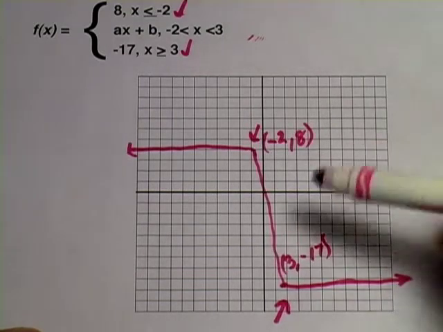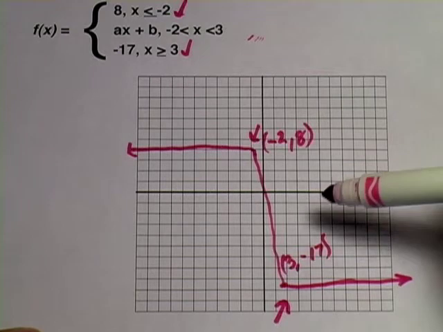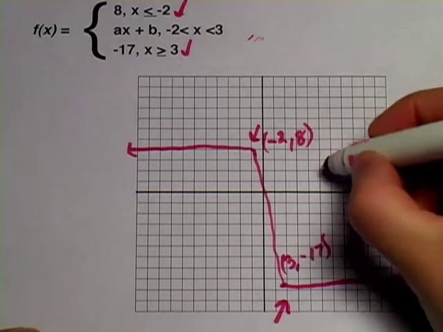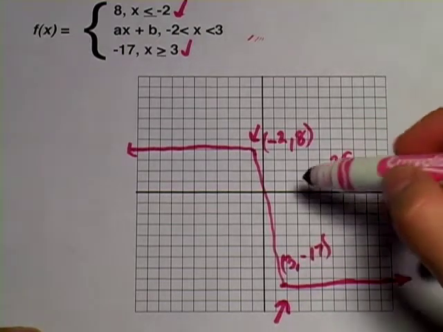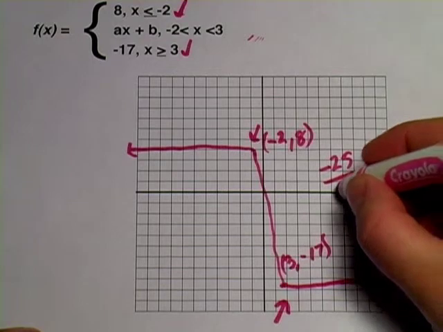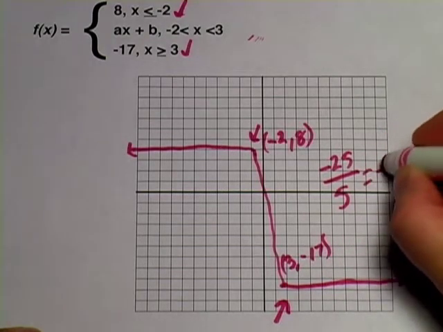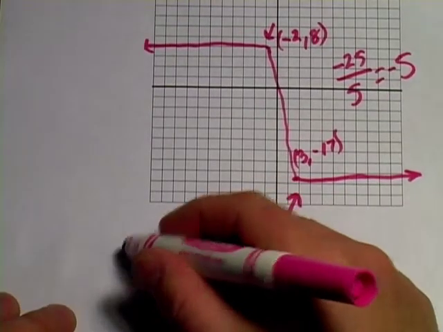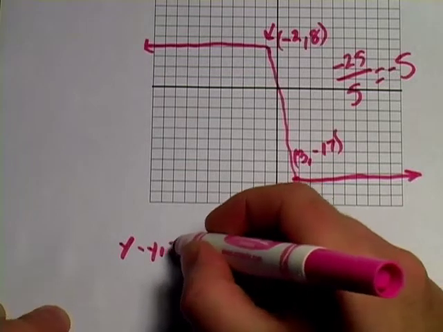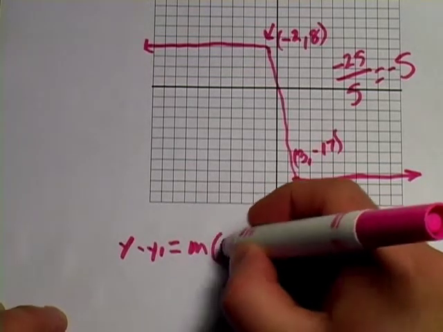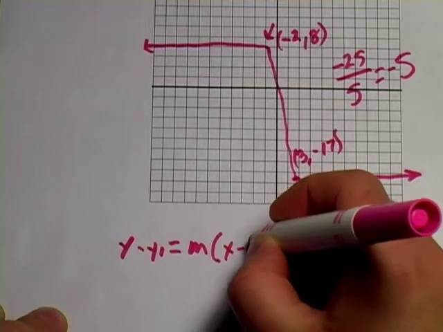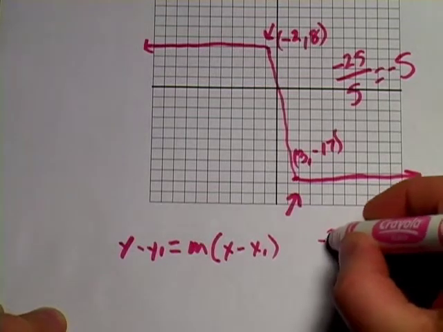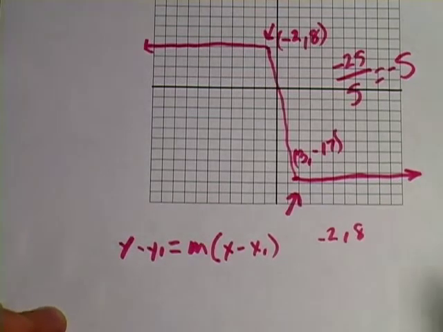Now, from those 2 points, I can figure out the slope. Slope is rise over run. So I'm going to look at the difference between the y-coordinates to get rise. We go from 8 all the way down to negative 17. That's minus 25. And then we go from negative 2 over to 3. That's a positive 5. So our slope equals negative 5. And now, our point slope form is y minus y1 equals slope times x minus x1. So, and I'll just take the point negative 2, 8 to plug in there. And our slope we know is negative 5.